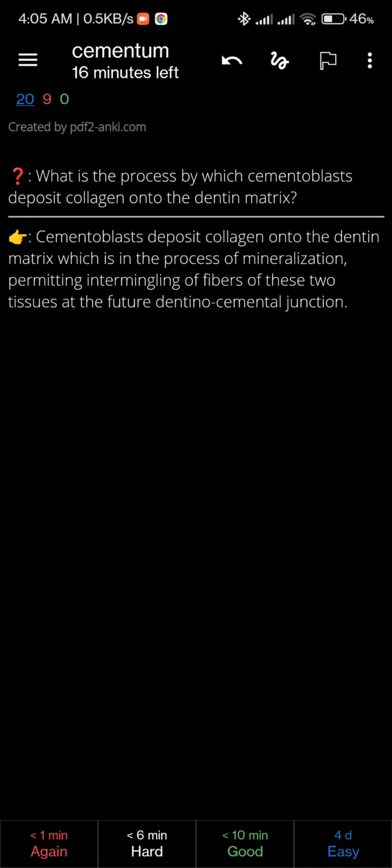So what is the process by which cementoblasts deposit onto the dentin matrix? Cementoblasts secrete collagen onto the dentin matrix by the process of mineralization, and they permit intermingling of the fibers of both tissues at the future dentino-cemental junction.